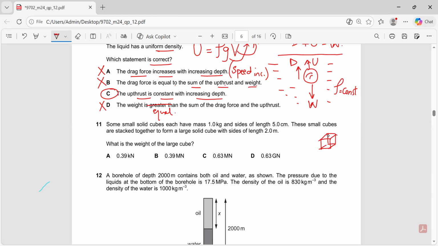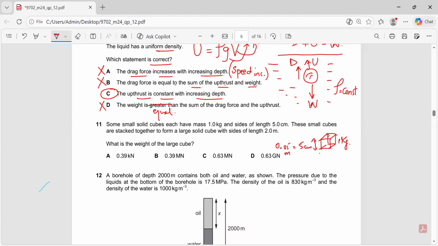And it says that each of the cube, हर cube का जो mass है, that mass is equivalent to how much value? The mass of each cube is 1 kg. So I'm having a mass of 1 kg, and the length of each cube is how much? 5 centimeter. So if I write it as 5 centimeters, this will be considered as 0.05 meters.